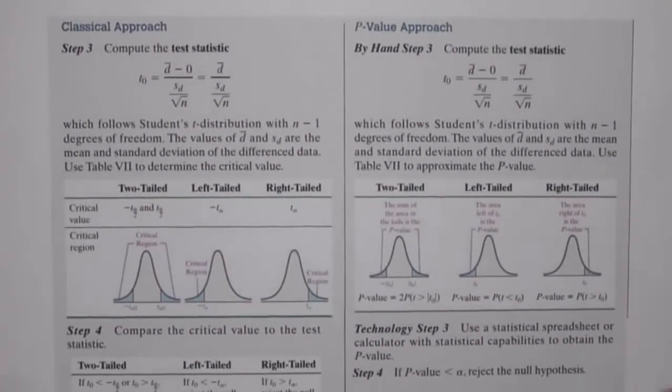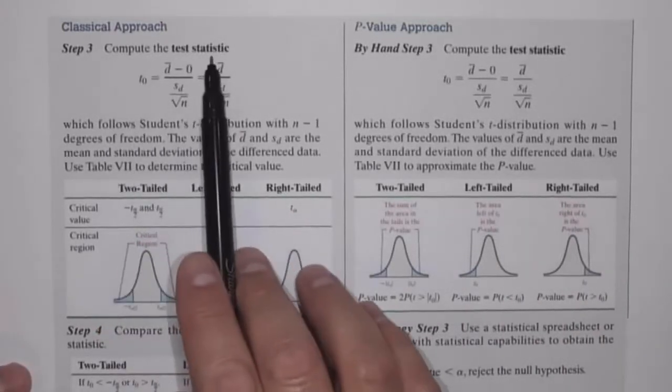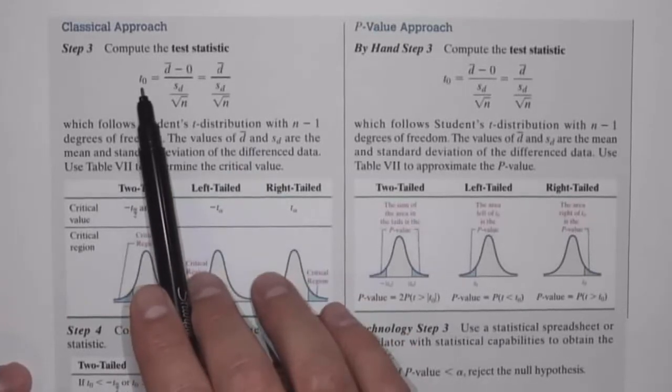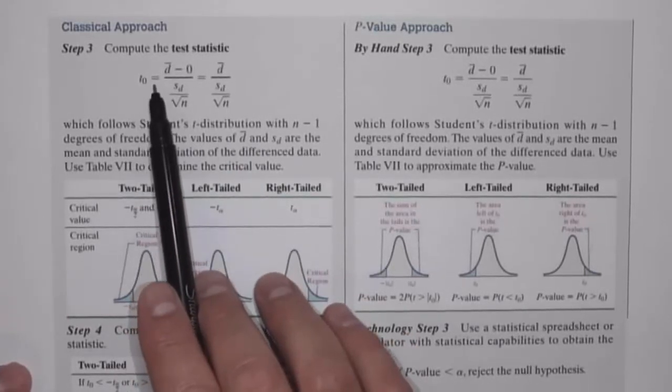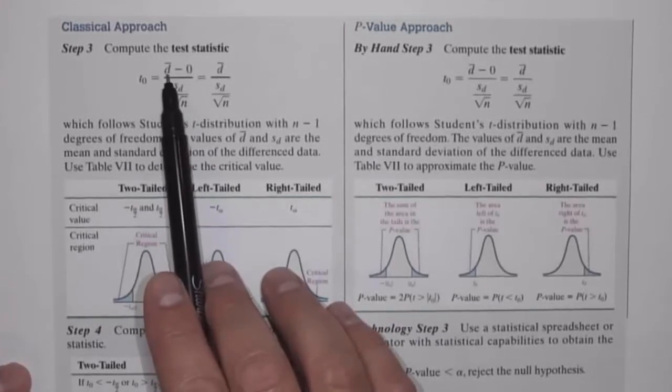And then we can use either the classical approach or the p-value approach. So in step 3, compute the test statistic. So our test statistic, T0 in this case, is going to equal d bar. D bar is the mean of the differences. So we're going to take each value from the first sample and subtract the value that's paired with it from the second sample, and that's going to give us D. We're going to do that for each pair and calculate the average, and that's D bar.